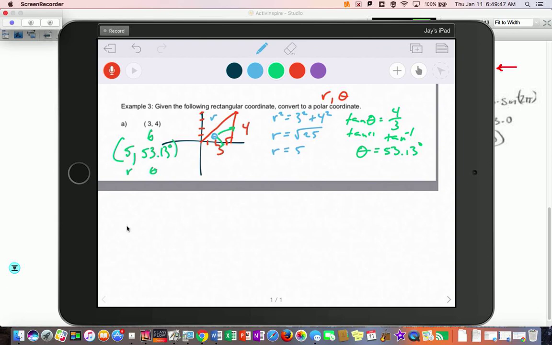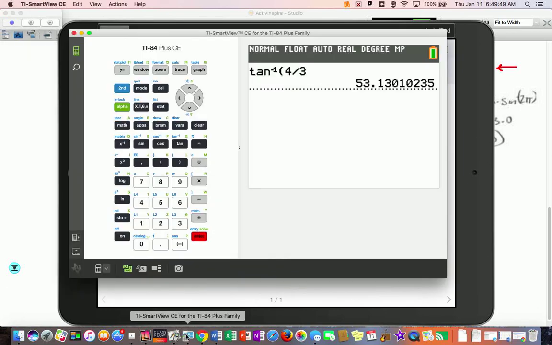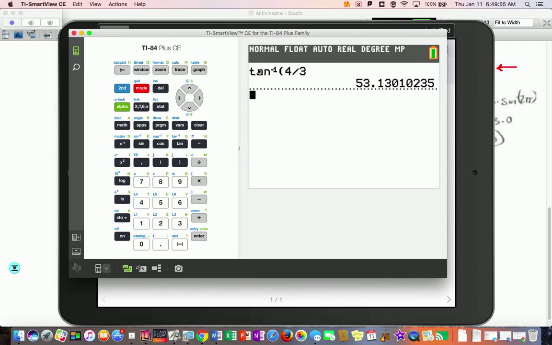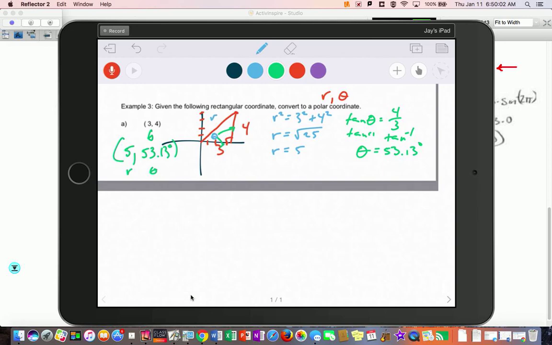I'm not sure if the video caught, but I went to the calculator. I made sure I was in degree mode. Then I typed in second tangent, the inverse tangent of 4/3. It gives me 53.13. So there's your r and there's your theta.